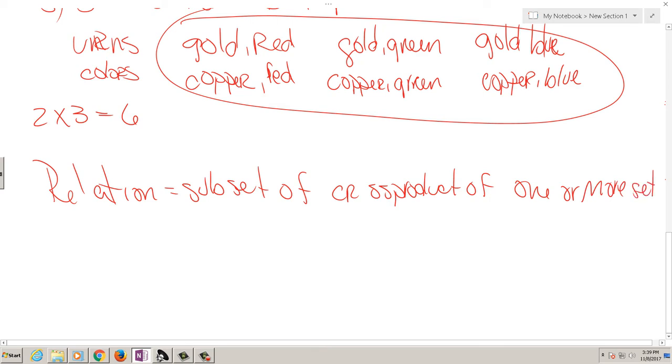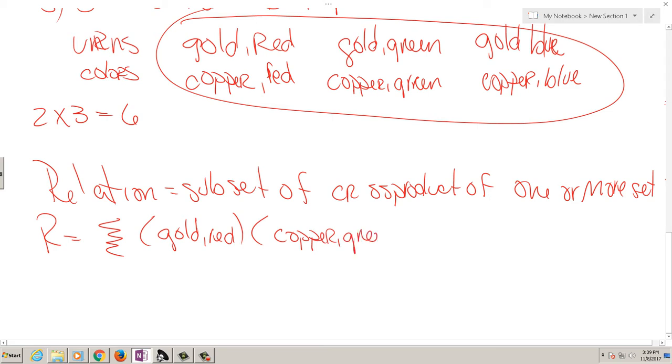So for this instance that we had here, we had 6 elements in the cross product of urns and colors. So I might define a relation as, and remember, a relation is a set. So let's just pick a couple of these. How about if I say gold and red? That would be one of the ordered pairs, one of the elements of my relation. Let's do another one. We'll say copper and green. That would be another one. And then how about if we say gold and blue? And I'll pick a 4th one, copper and red.